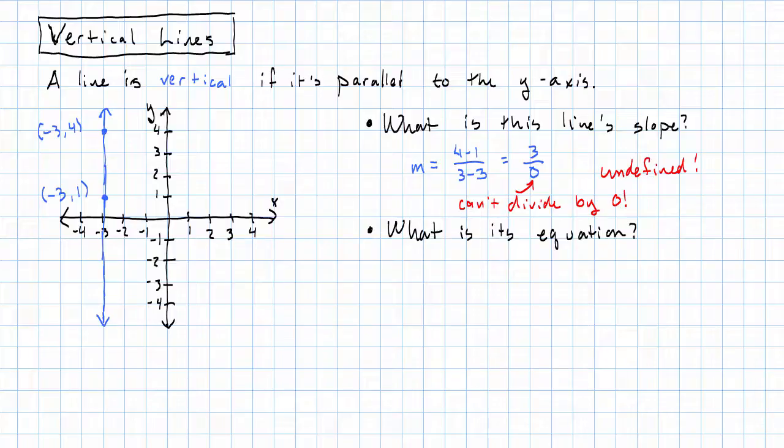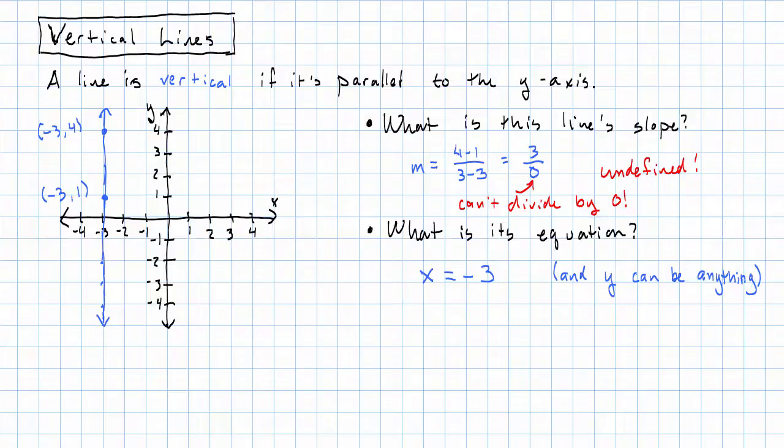The equation, now the equation we can figure out. The equation makes sense. Because look here. Every point on this line has the same x-coordinate. In this case, -3. The equation of this line is x is -3. Now I don't see a y in there. But when I see this equation, I should think x is -3, and y can be anything.